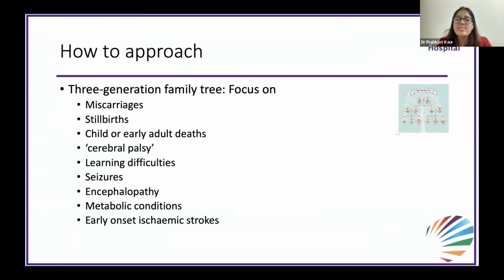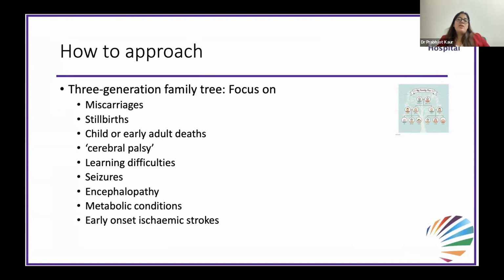So ideally, it is good to have a three-generation family tree with focus on multiple miscarriages or stillbirths in multiple family members, childhood or early adult deaths, a family history of cerebral palsy. So whenever we get this history that somebody else in the family has cerebral palsy, it should immediately alert us to the possibility of presence of certain other metabolic conditions or genetic conditions in the family.